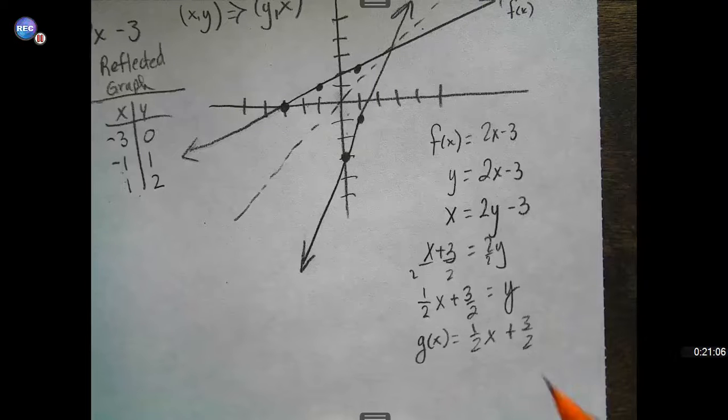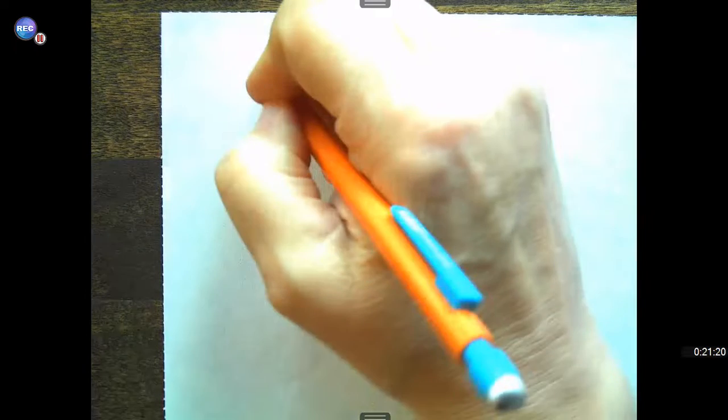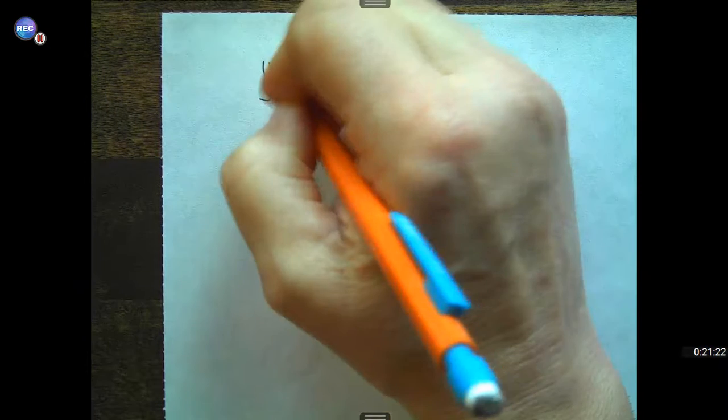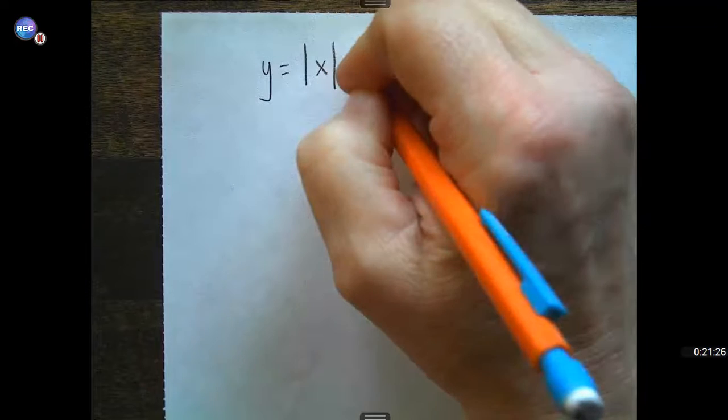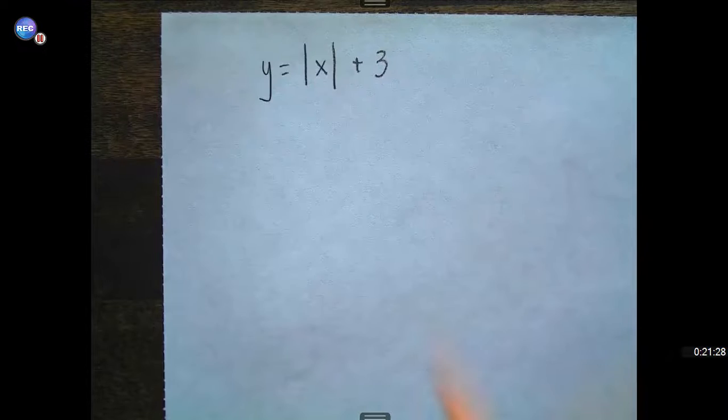Okay, and then you'll have some absolute value graphs to do. And if I can make something up here, I don't know, y equals the absolute value of x plus 3.